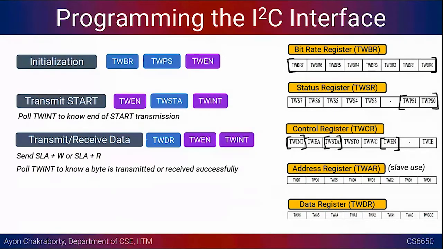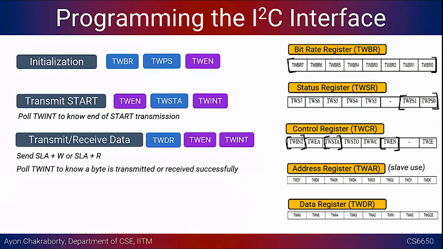Then we have to do the transmit of the received data. For that, the first thing that you need to send is the SLA, or the slave address, along with your request to read or write. This is the first thing that you need to do in order to select a given slave. And for that you need to write your data in the TWDR register.